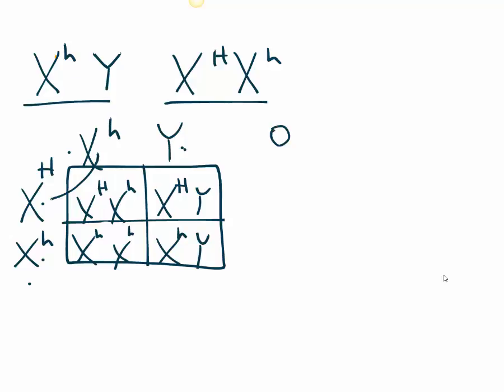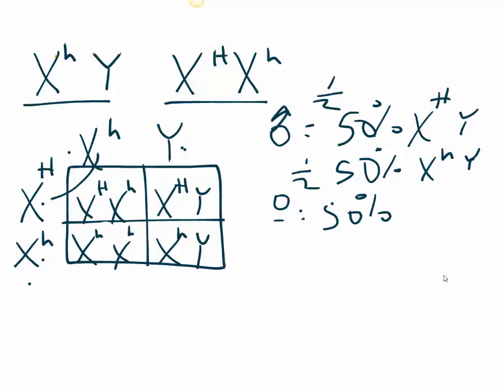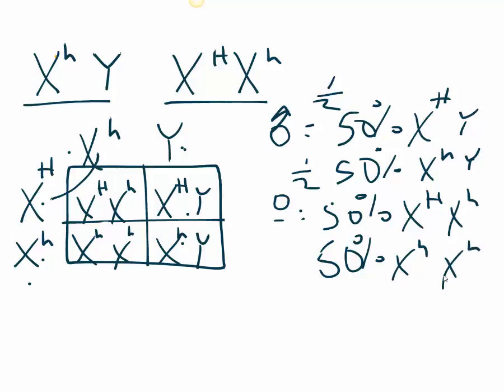So looking at our genotypes for the males, we are going to have 50% are going to be big HY, and 50% are going to be little hY. The females, we're going to have 50%, or 1 out of 2. Remember, that's where these percents are coming from, because only 2 are going to be male or female. So 50% are big H, little h, and the other 50% are little h, little h.